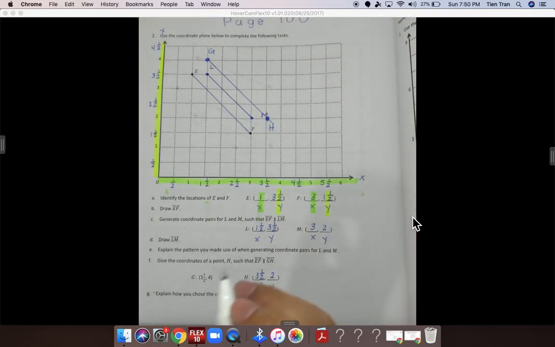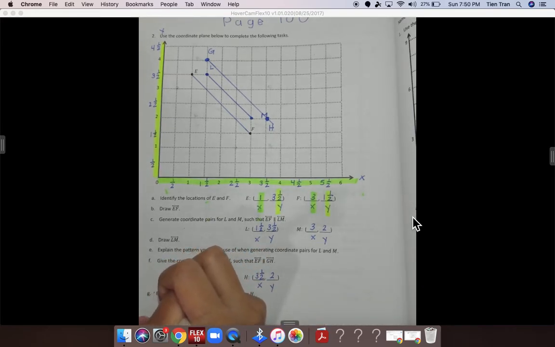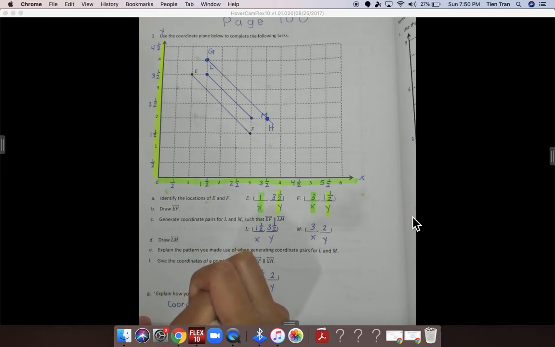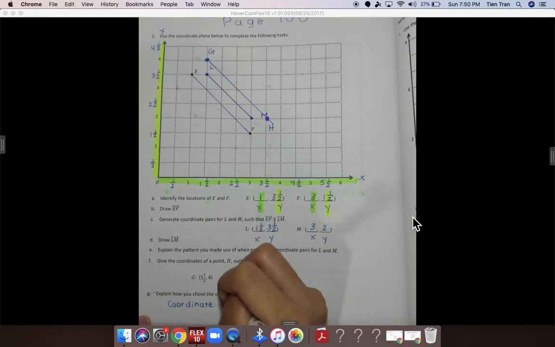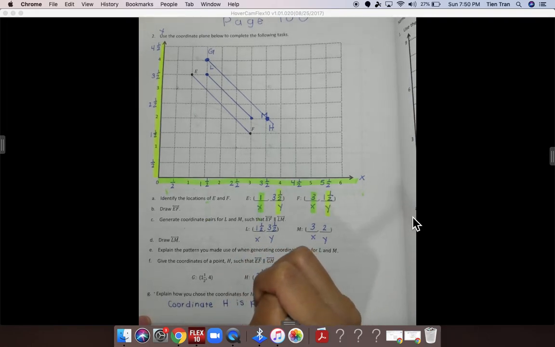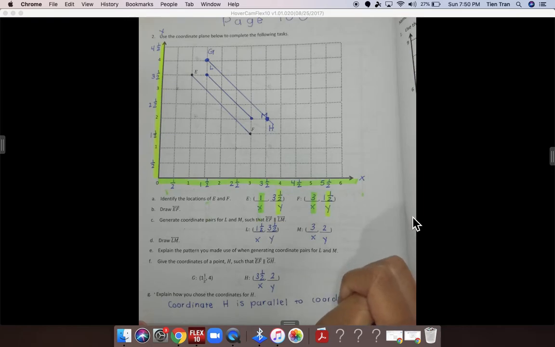How would I explain that? Oh, so coordinate H is parallel to coordinate F.